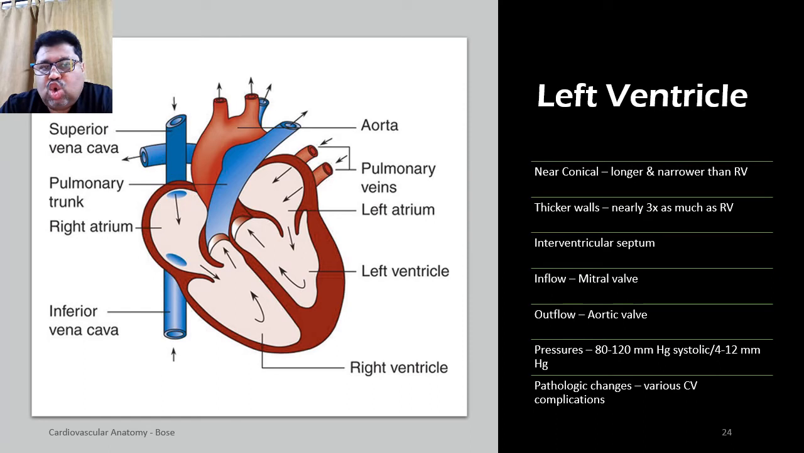The almost conical left ventricle is longer and narrower than the right ventricle. The walls of the left ventricle are approximately 3 times thicker than those on the right, and the transverse aspect of the cavity is almost circular. In contrast to the inflow and outflow orifices of the right ventricle, the inflow and the outflow of the left ventricle are adjacent to one another.